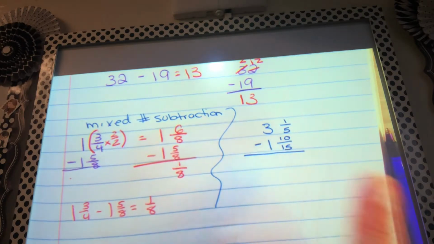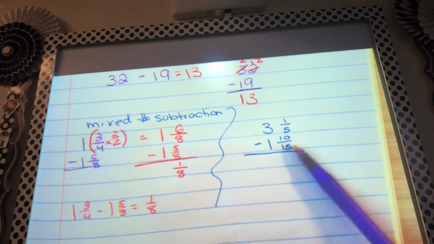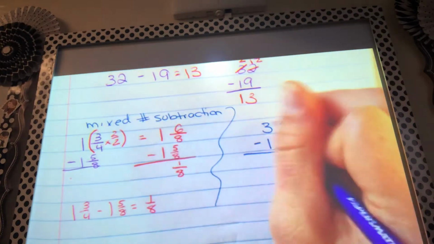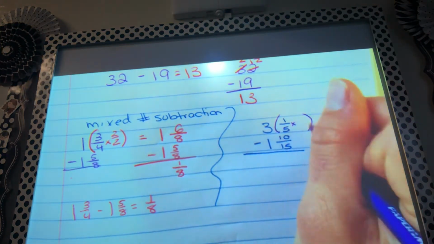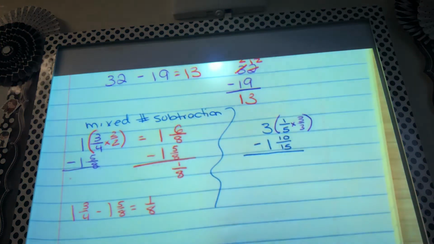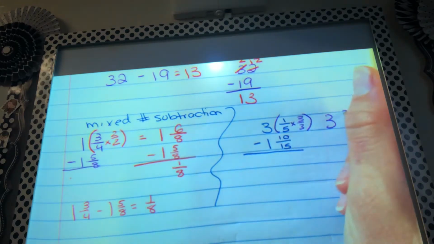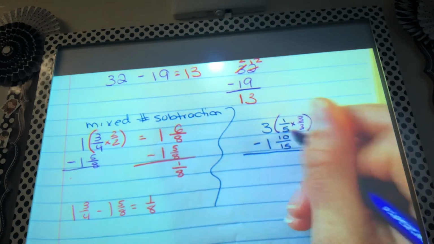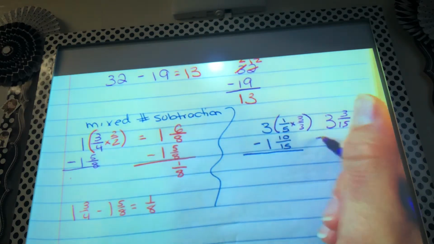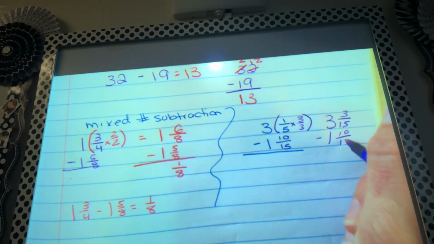I need to find common denominators. I know that 15 is common between 5 and 15, so I'm simply going to find a common denominator using 3/3 as my whole, and I will rewrite this as 3 and 1 times 3 is 3 and 5 times 3 is 15. Now I can go ahead and subtract.